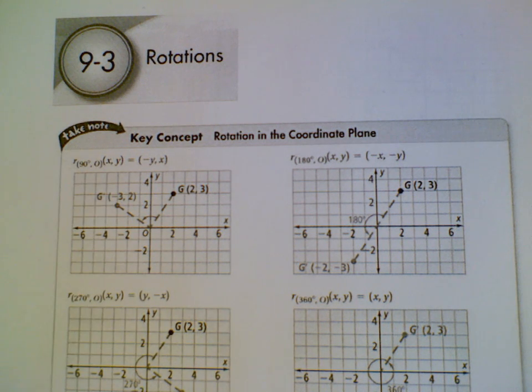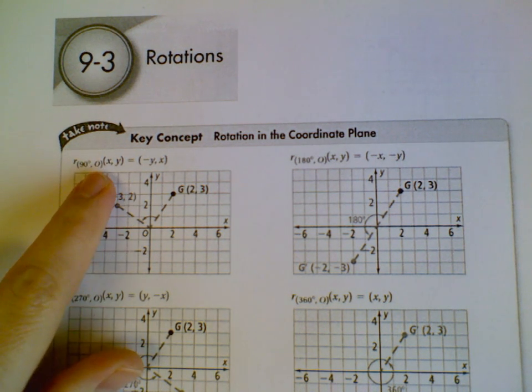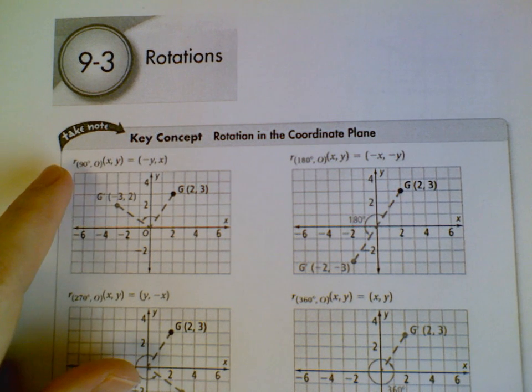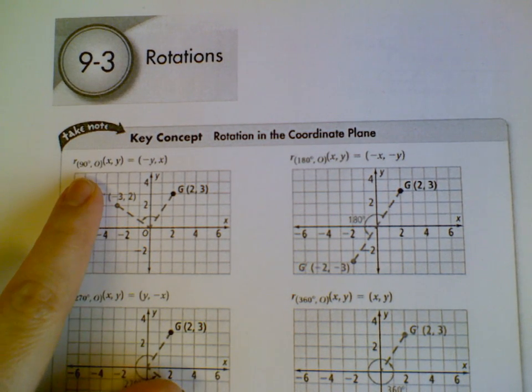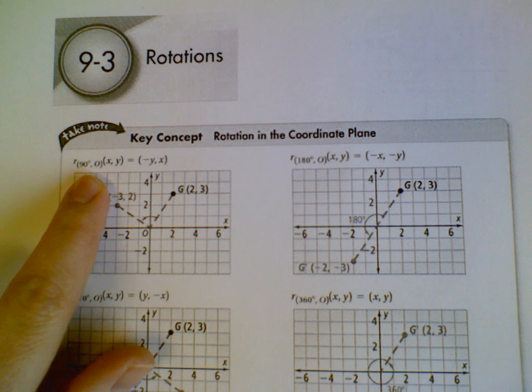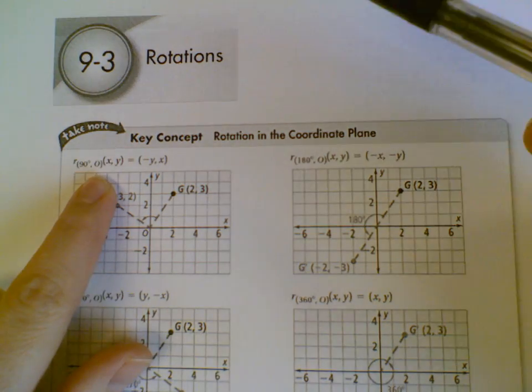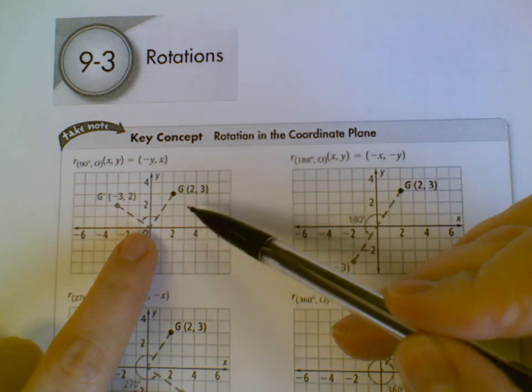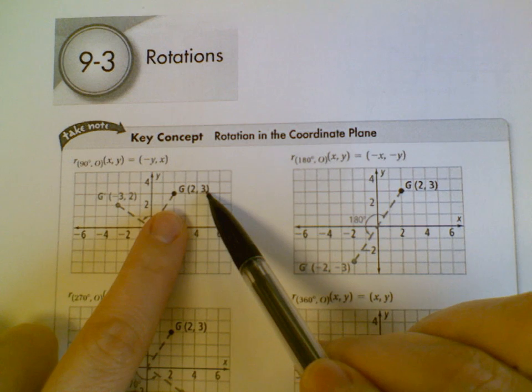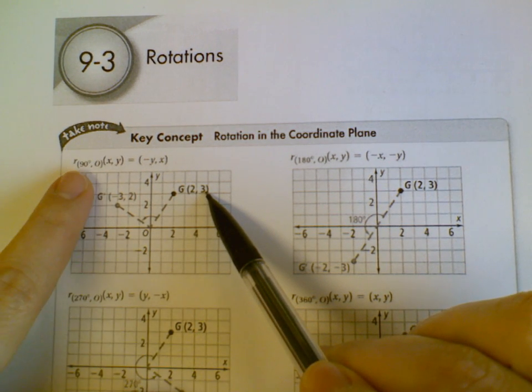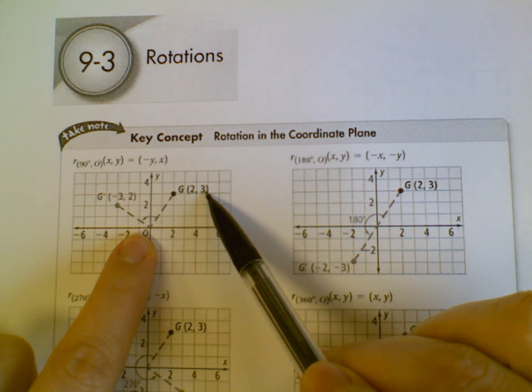This notation up here, this little r means I'm rotating. This first number will tell me what degrees I'm rotating around. And then the second one will tell me what point I'm rotating around, because that's very important to know what that center point is. So for example, if I was going to rotate this point 2, 3, I want to rotate it 90 degrees around the origin.